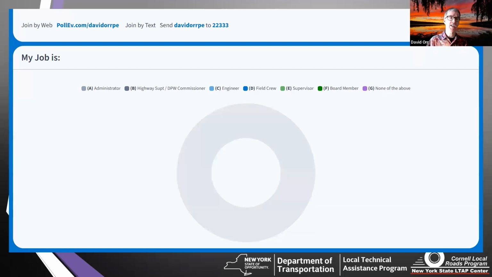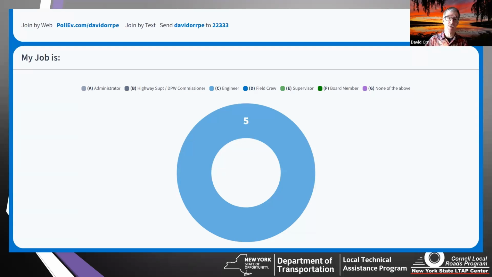Are you an administrator? Are you the highway superintendent or DPW commissioner? Are you an engineer by your primary role? Are you out in the field? Are you supervising those people? Are you an elected board member? Or none of the above? If you put in none of the above, please put in the Q&A what that is.